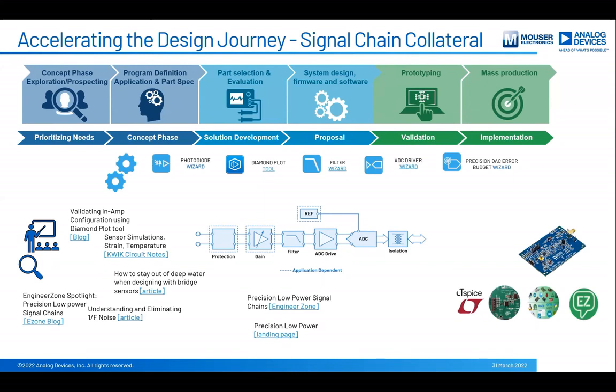In addition to this, we have LTspice models that can be used to simulate and ensure key performance can be achieved right across the signal chain solutions. We have evaluation hardware, evaluation code that can be easily obtained from our landing pages and are certainly a great starting point for your end application.